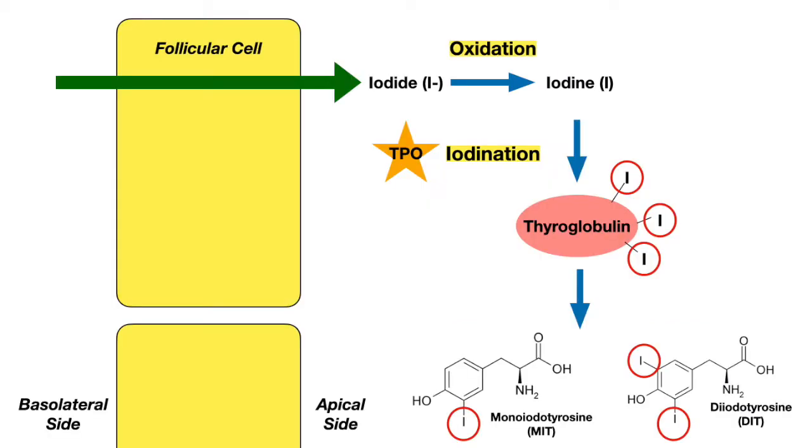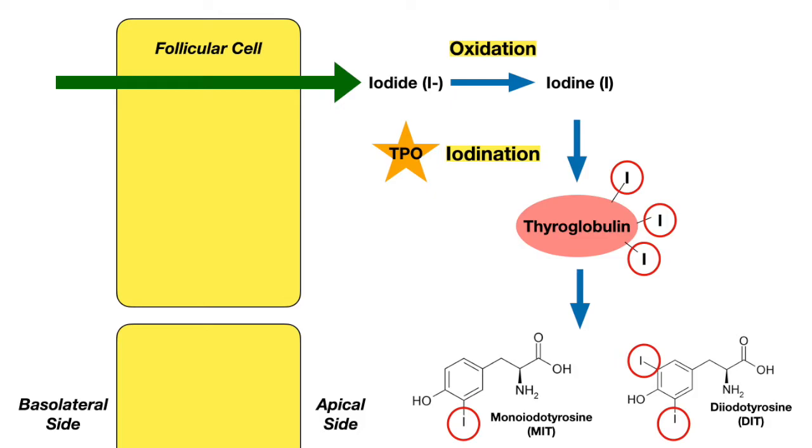Let's now take a close-up look at those follicular cells as well as the lumen that they surround in this diagram here. On the left-hand side of this slide, you can see the basolateral side, which is where the blood vessels that supply the follicular cells reside. And then on the right-hand side of our follicular cell, we have the apical side, which refers to where the lumen is, and this is where all thyroid hormone synthesis takes place.